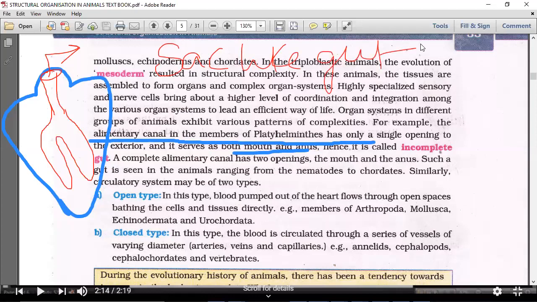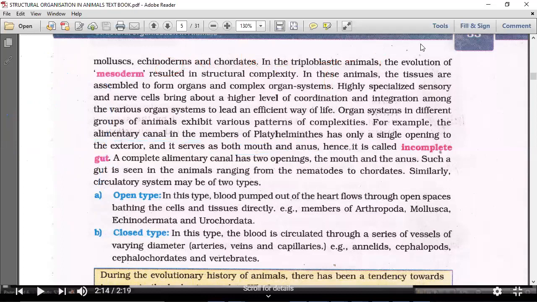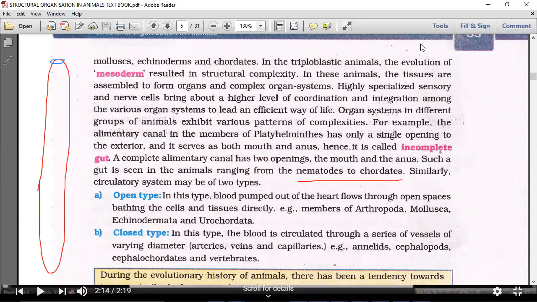Next, from phylum Nematoda to Chordata. If you take a roundworm as an example, Ascaris, a representative from phylum Nematoda or Aschelminthes, you see the elementary canal begins with the mouth and ends with the anus. This is the mouth and this is the anus.